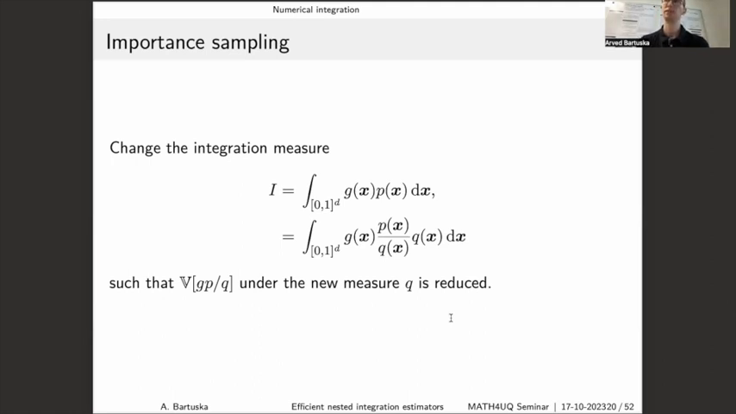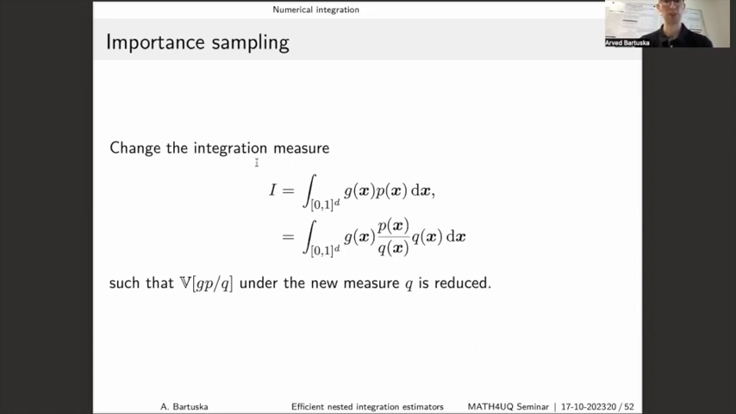So using the quasi-Monte Carlo points was one way to reduce this variance and therefore reduce the error and improve the cost. Another way to reduce the error of the Monte Carlo or randomized quasi-Monte Carlo estimator is to use importance sampling. And these are basically the two techniques that we will later use.